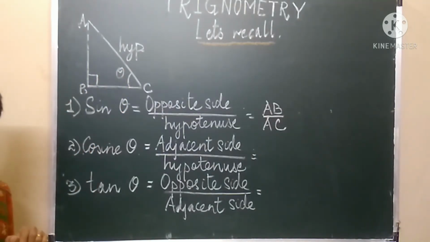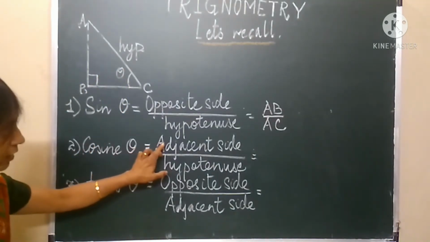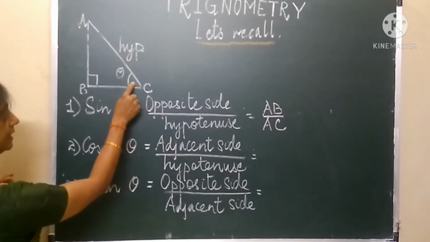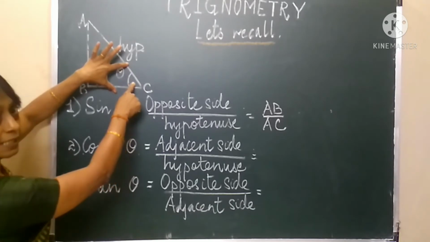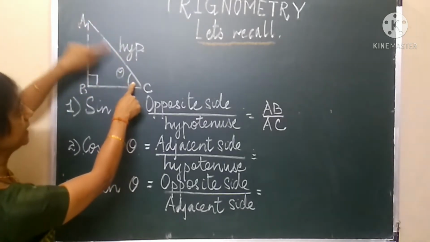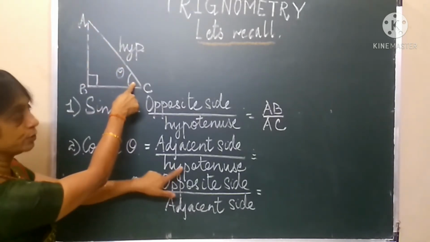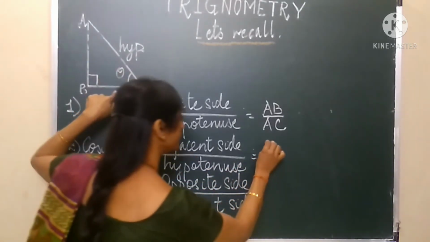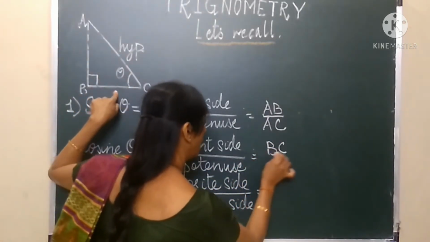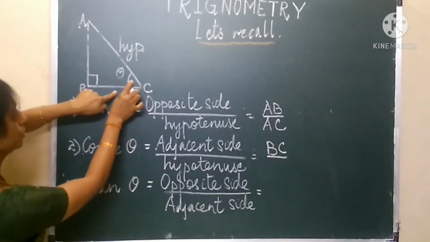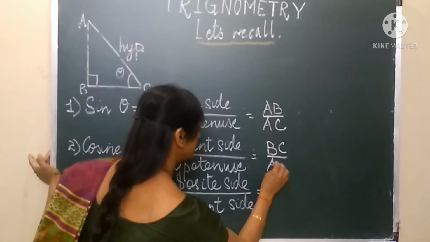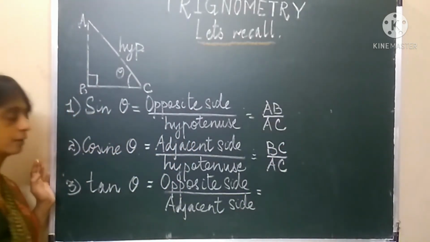Let's move on to find out the cos value. What is the general formula? Adjacent side upon hypotenuse. For angle theta, we have two adjacent sides, but particularly AC is called the hypotenuse. So which is the other adjacent side? BC upon the hypotenuse. Which is the hypotenuse again? As we are considering the same triangle, it is AC.